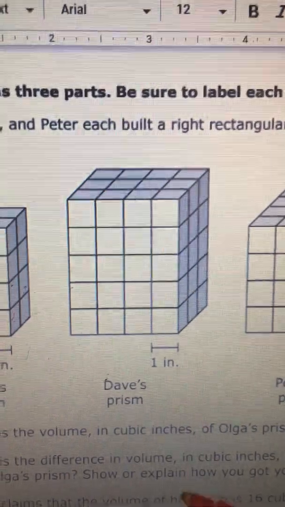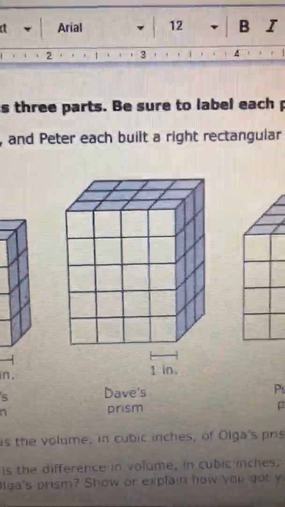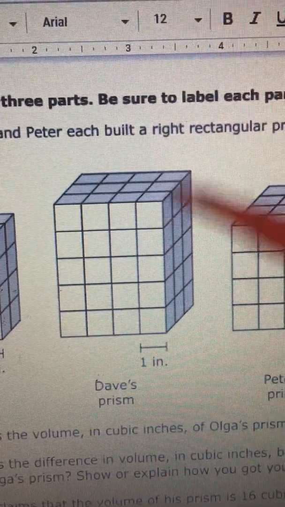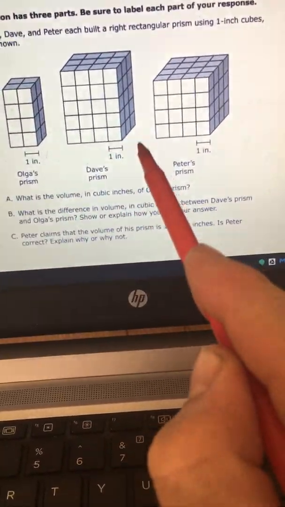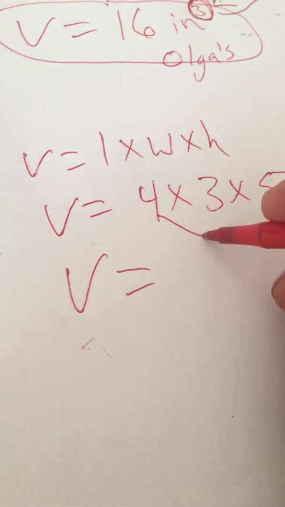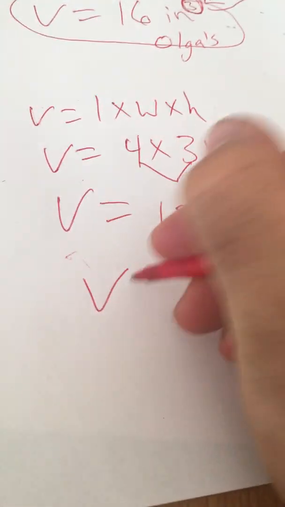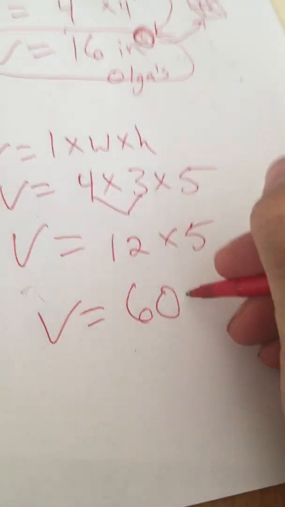So volume is, the length is 4 times the width is 3 times the height is 1, 2, 3, 4, 5. So we're doing 4 times 3 times 5 to find the volume. So 4 times 3 is 12, and 12 times 5 is 60.